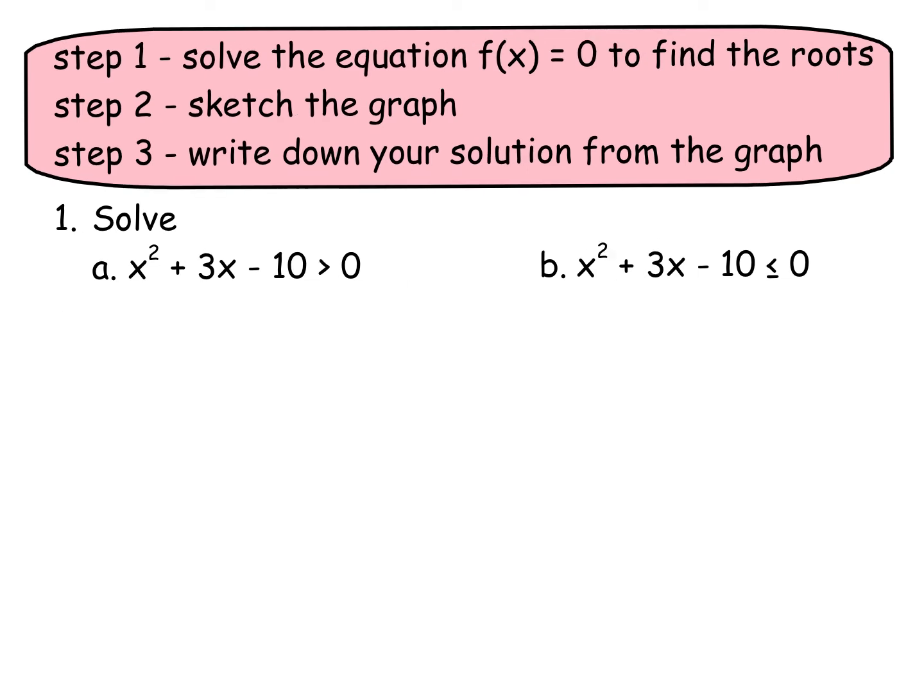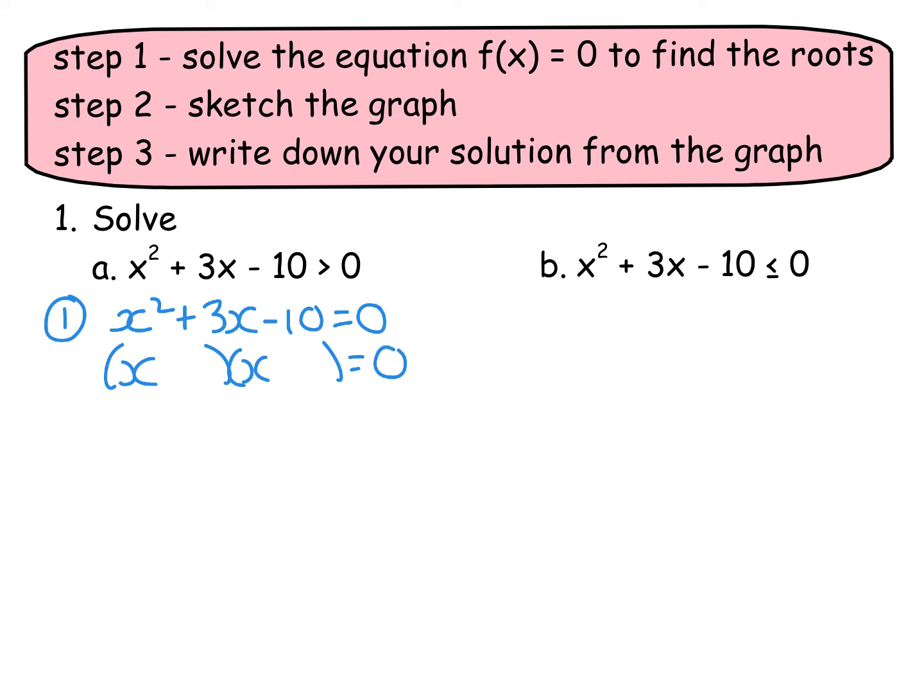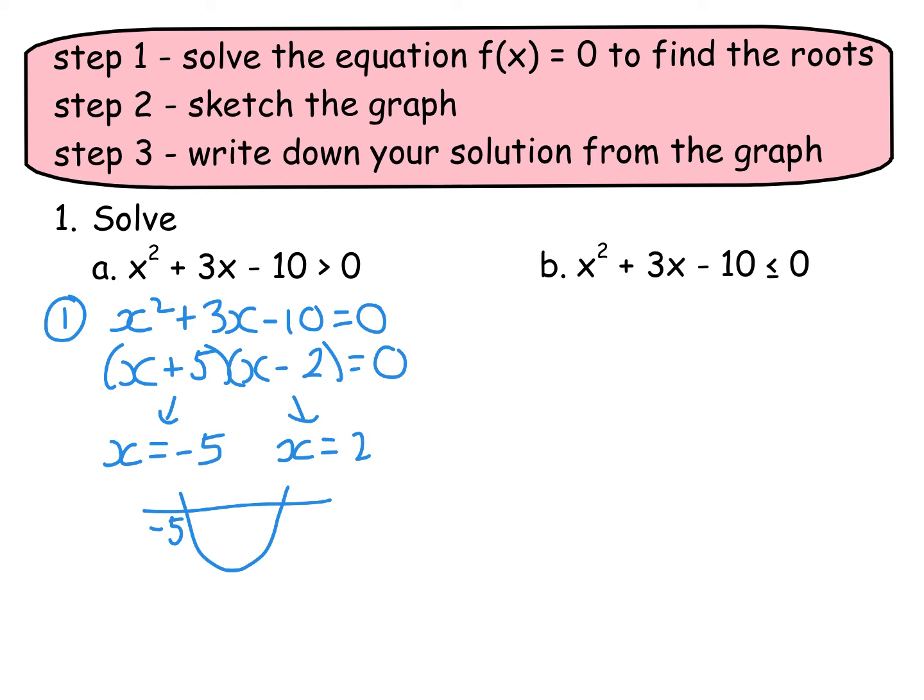So step 1, right? We do x squared plus 3x minus 10 equals 0. When you solve that, two brackets, you're looking for numbers that multiply to 10 and add to 3. So 5 and 2 work, so it's going to be plus 5 and minus 2. When you solve each of those two brackets, you get x equals minus 5, and you get x equals 2. Now the quadratic x squared is a smiley face quadratic, so we're going to draw this here. So we've got a smiley face quadratic, and your roots are at minus 5 and 2.